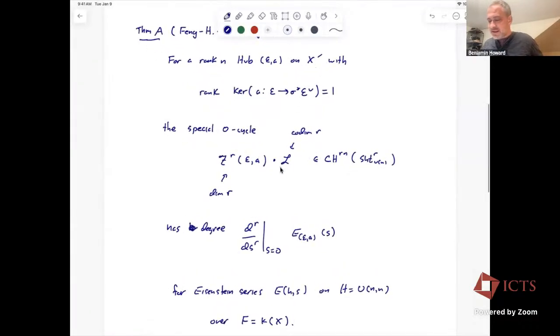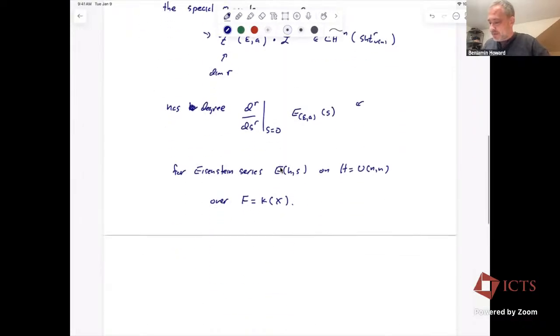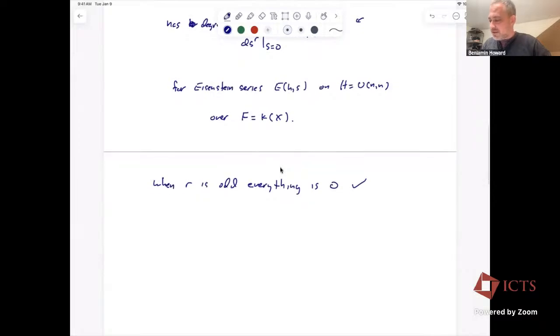So as I explained last time, because everything is unramified, the sign in the functional equation of this Eisenstein series is 1. And so the functional equation forces this rth derivative to vanish whenever r is odd. And similarly, this naive special cycle is empty when r is odd. So when r is odd, everything vanishes. Everything is 0. So we're going to assume that r is even.